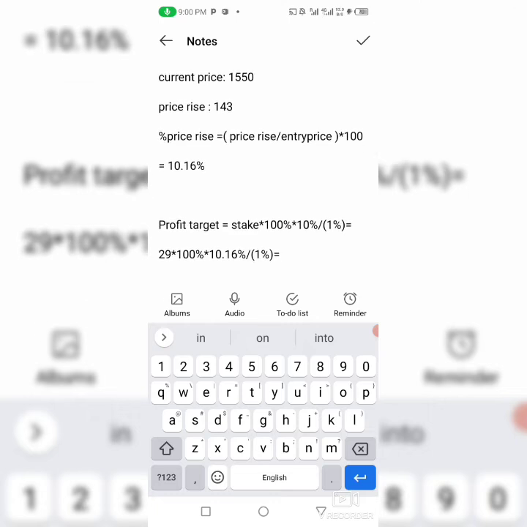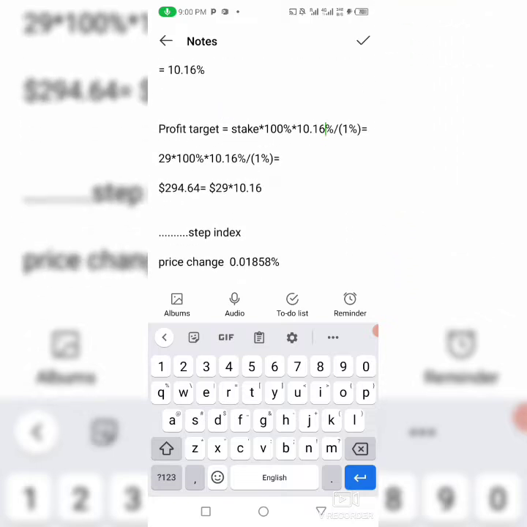Profit target. This is the formula you are going to be using: the stake multiplied by the multiplier, then multiplied by the percentage of price change divided by 1%. When you have done the calculation, you discover that the result is $294.64, starting with $29.